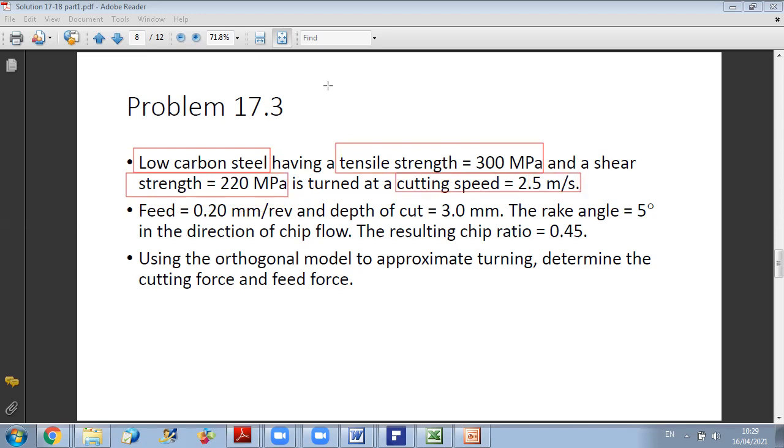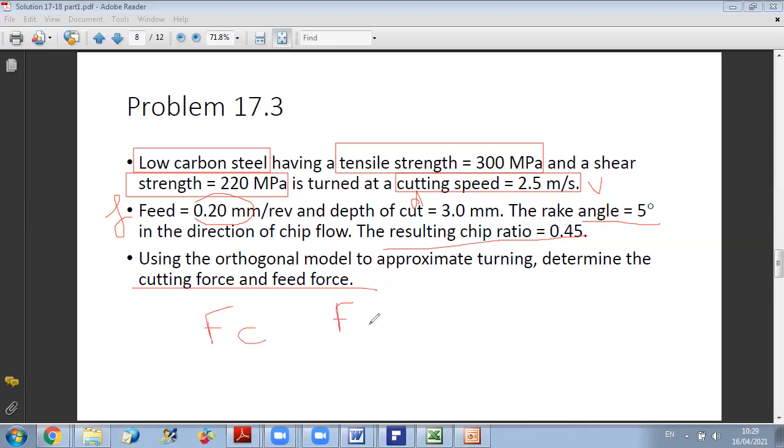So this is the value of V. We have the feed is 0.2 millimeter per revolution. So this is F. We have that the depth of the cut is D. And the rake angle is given. And the chip ratio is also given. Using the orthogonal model to approximate turning, determine the cutting force and the feed force. So we want to determine FC and FT.